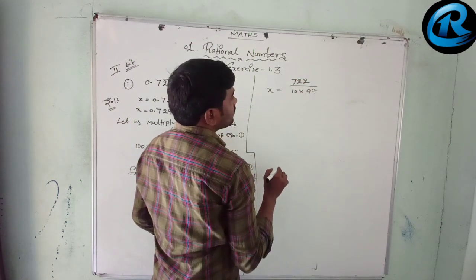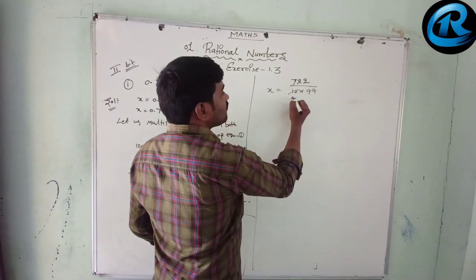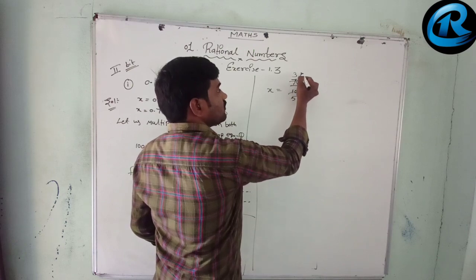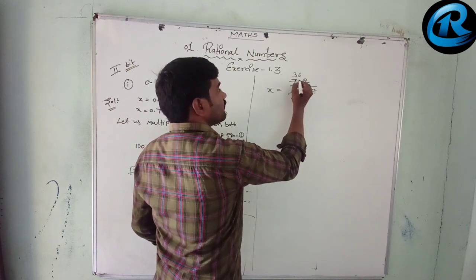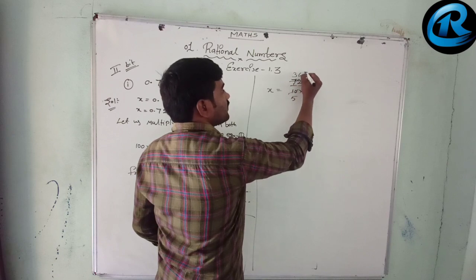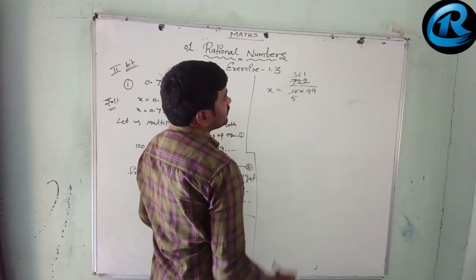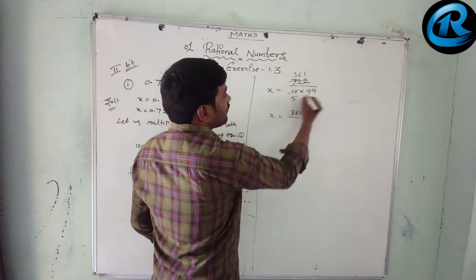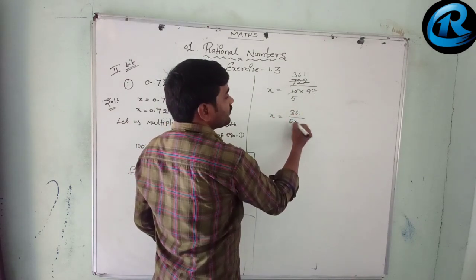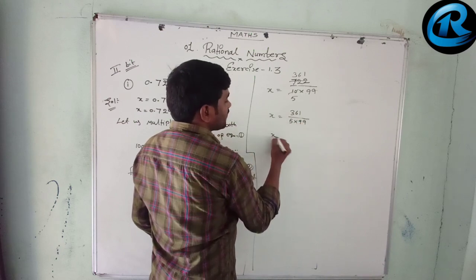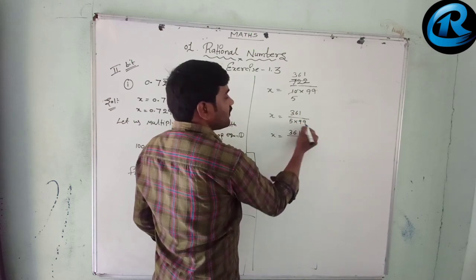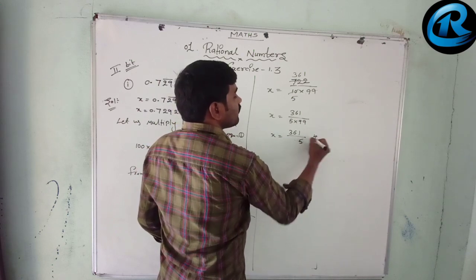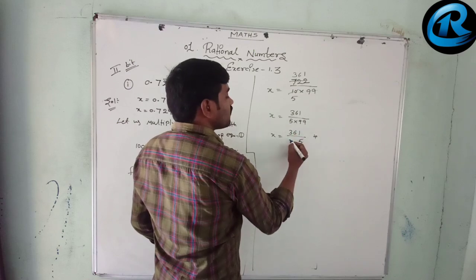What do we get here? In the 2 table we can cancel. 2 5s are 10. 2 3s are 6. 2 6s are 12, and 2 1s are 2. Then here x equals 361 by 5 into 99. So x equals 361 by 5 9s are 45, 45, 4 carry, 45 plus 4, 49.